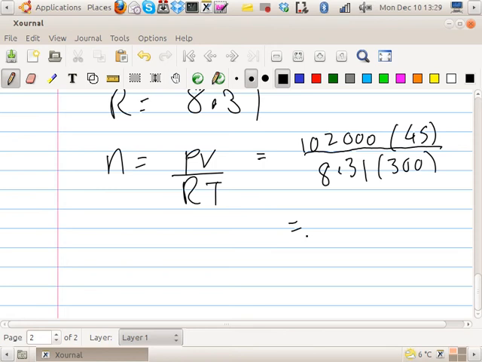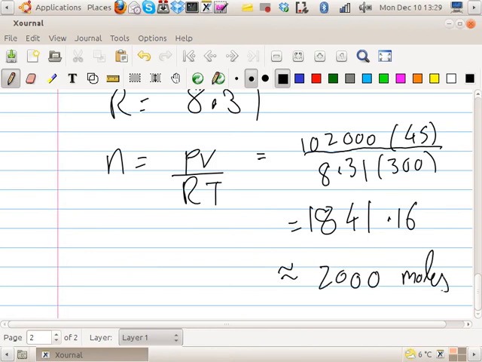It's 1841.16. Okay, so we'll just say something like about 2,000 moles in this room.